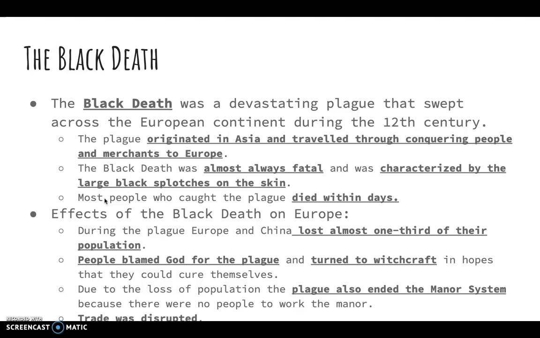Due to the loss of population, the plague also ends the manor system. Okay, so generally speaking, the feudal agreements are over. People in the north are still going to live in more isolated conditions in those smaller towns, but in the south, in Italy specifically, they're going to return to that really bustling trade, the merchant activity. Trade is disrupted as a part of the Black Death because the ships are going to have to be held off the coast. They're not going to be trading as readily because that is how they know that it was spreading quickly.